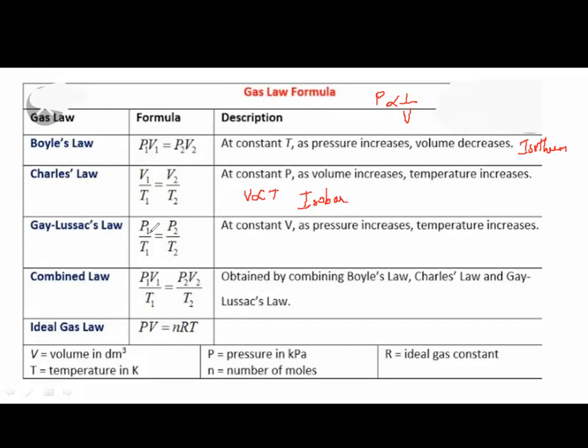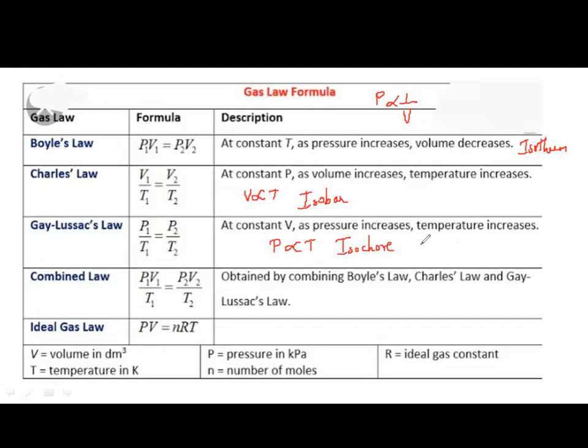Next, what we have discussed is Gay-Lussac's law. It says that at constant volume, the pressure of the gas is directly proportional to temperature. That is, when you increase the temperature, the pressure of a fixed amount of gas also increases. And the graph plotted at constant volume is called isochore. This is what we have discussed.